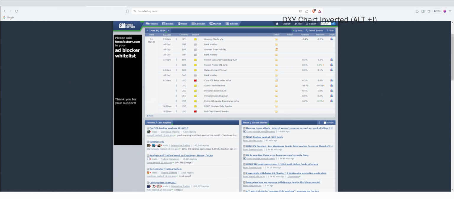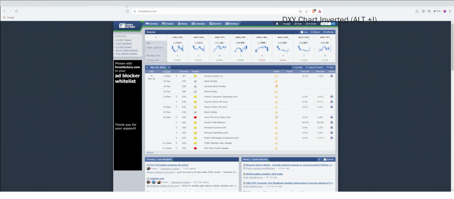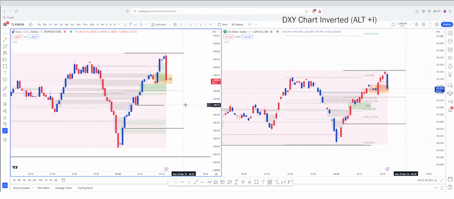Powell speaking on Friday. A lot of bank holidays, so no trading on Friday over the Easter. There we go, there's a large engulfing with SMT. This could be the one.